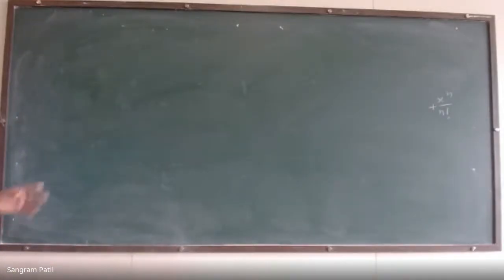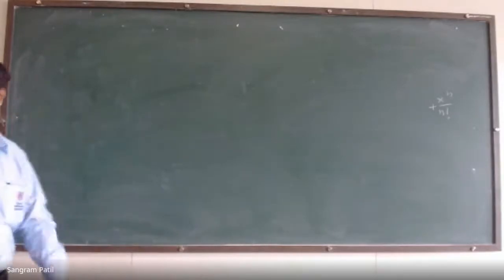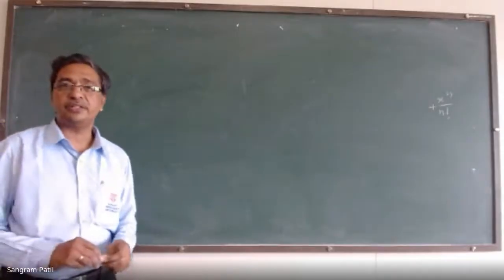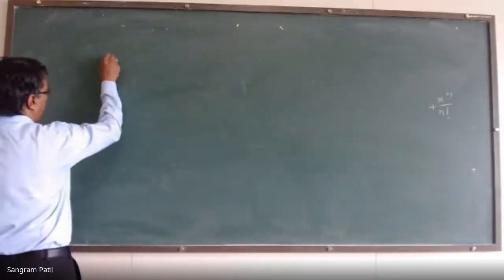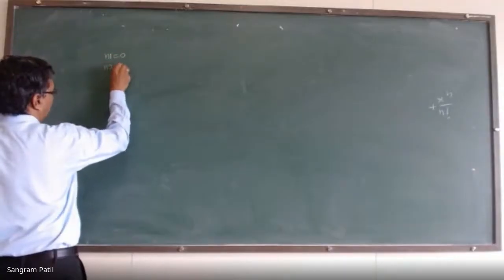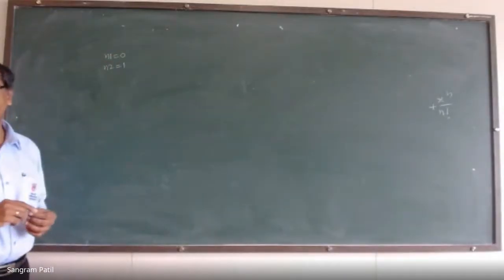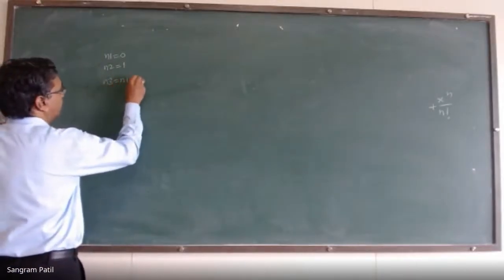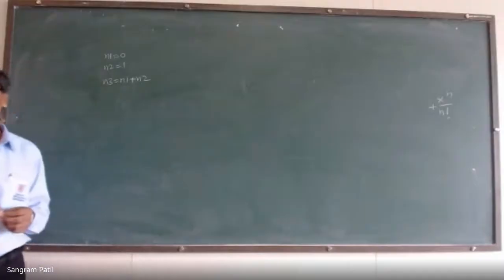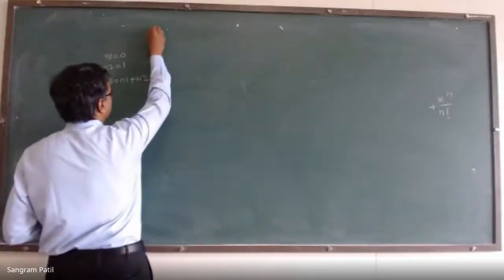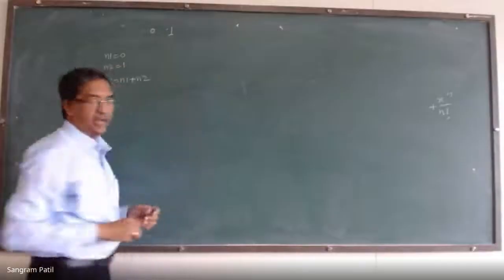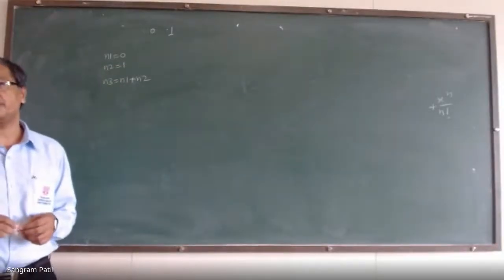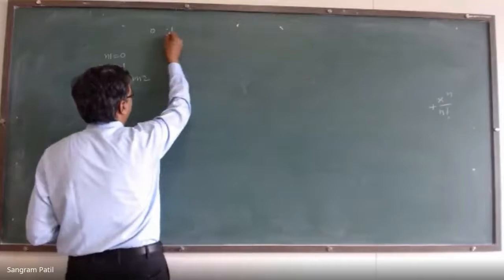Now, take the program for Fibonacci series. Number 1 is 0. Number 2 is 1. And next number is addition of first two numbers. So what is Fibonacci series? 0 and 1. First two numbers are fixed. Then next number is addition of first two.